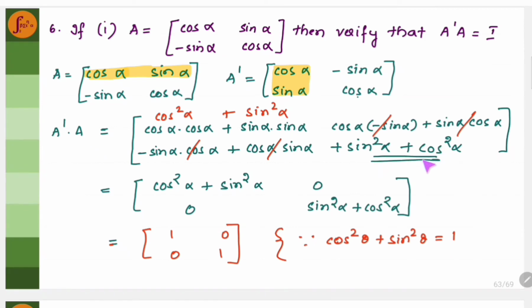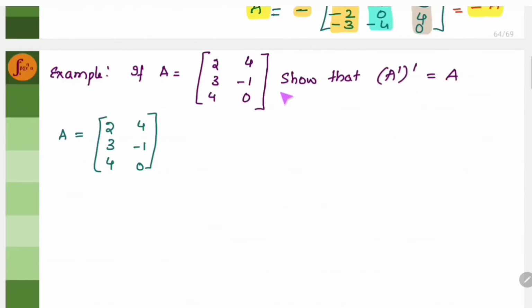Now based on trigonometric formulas, sin square alpha plus cos square alpha is equal to 1. That is cos square theta plus sin square theta is 1. So you substitute 1 here, right? So you will get the identity matrix. For the identity matrix, diagonal elements are 1s and the remaining elements are 0s. Let's take another example where we have to show that if you take a double transpose of a matrix, you will get the matrix itself.